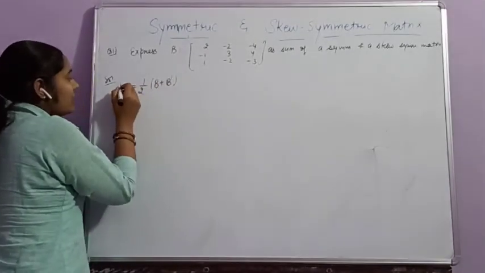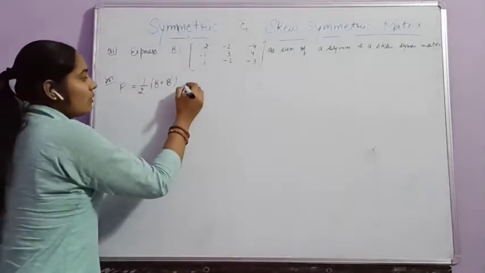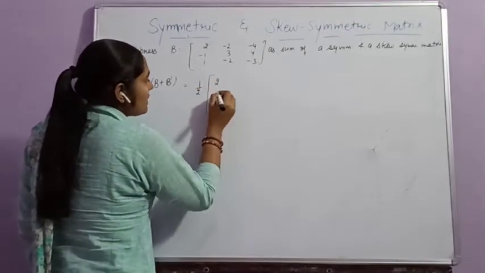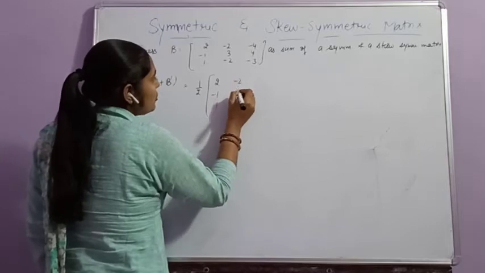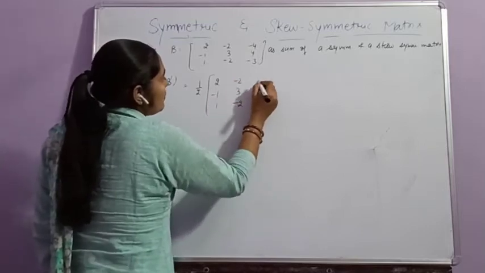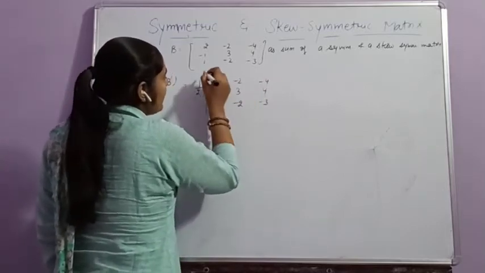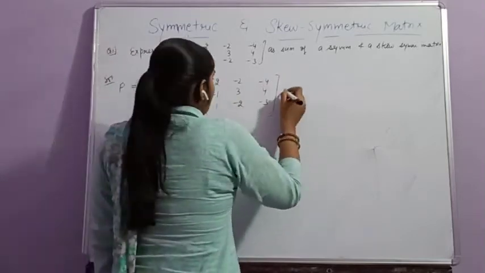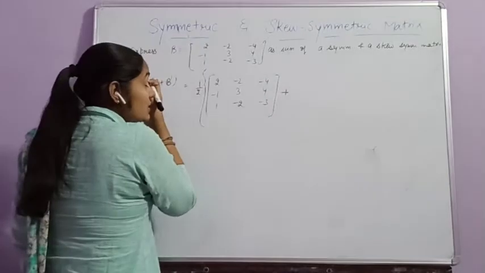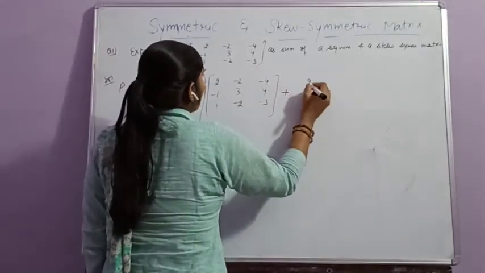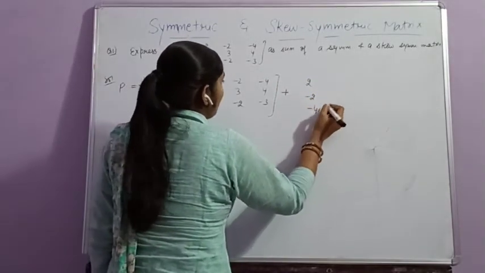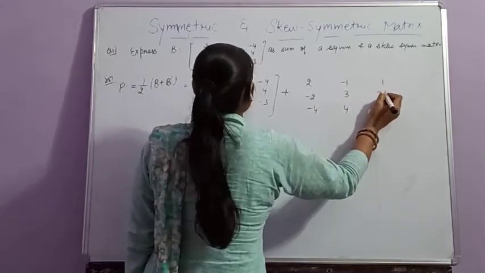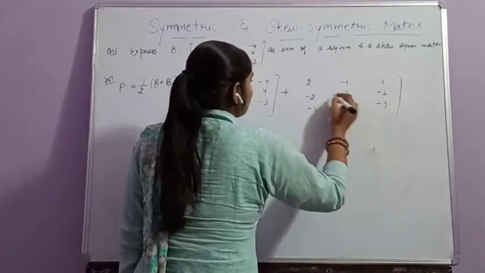Then we give it the name P. That is equal to half of B. B is [2, -1, 1], [-2, 3, -2], [-4, 4, -3], plus B transpose. Transpose of B will be [2, -2, -4], [-1, 3, 4], [1, -2, -3].